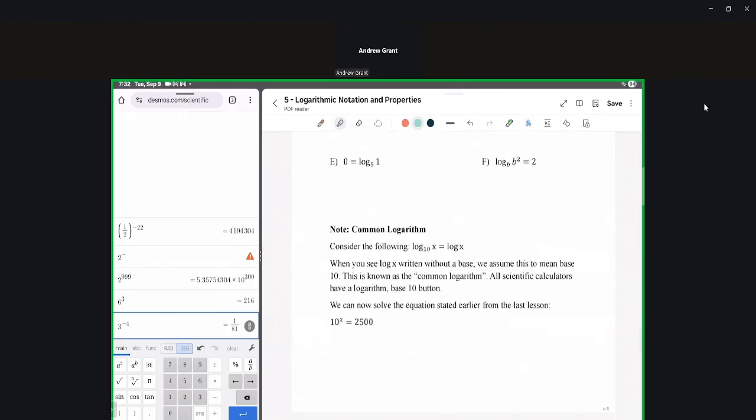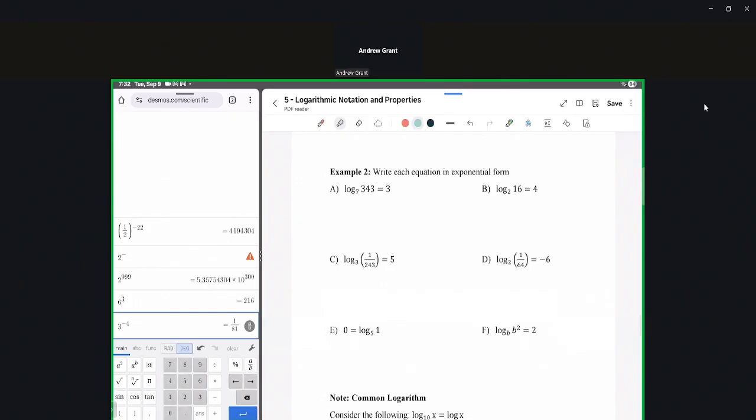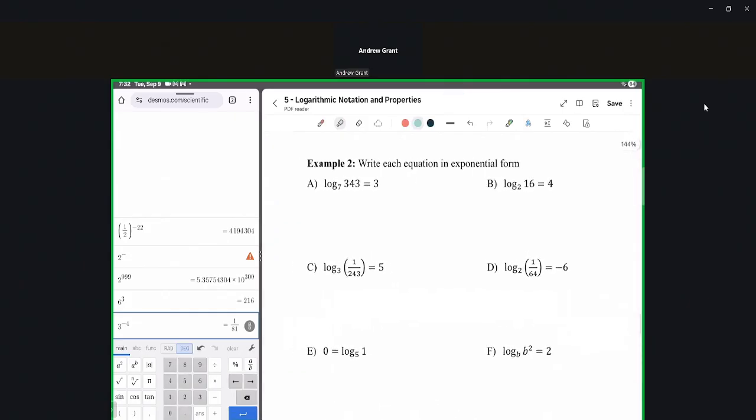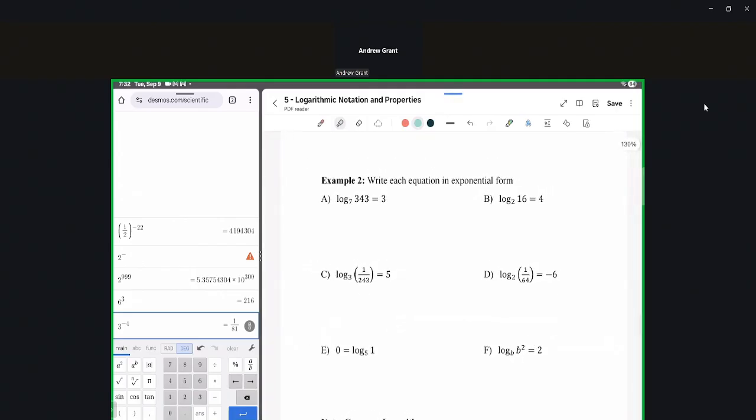Now we're going to write each of these equations that are in logarithmic form back into exponential form. The key to solving when we're working with these tomorrow is being able to freely go between the two versions. It is critical in order to make this work.